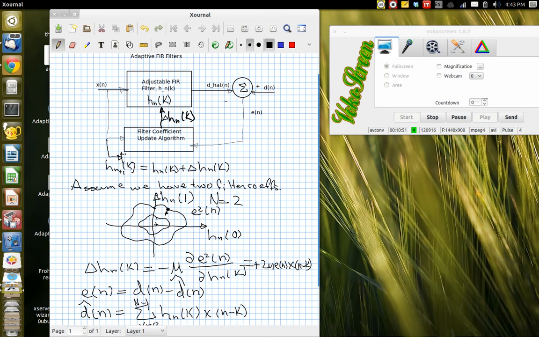Now, an option here, actually an application, would be if I tried to hook up another FIR filter, an unknown one, and put it maybe like this. If I do this, put an H unknown of K right here.